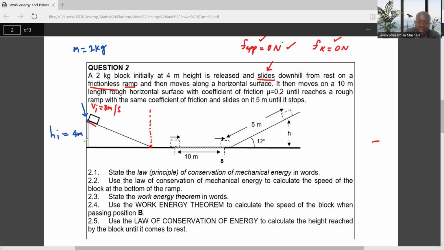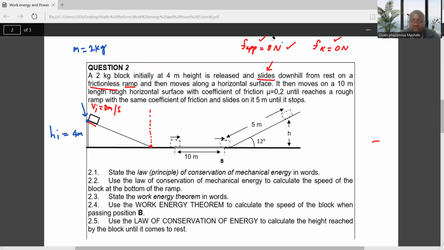I believe you have the answer. Since the force applied is 0 and the frictional force is 0, it means the work done by the non-conservative force is 0. And since the work done by the non-conservative force is 0 here, it means mechanical energy is conserved. It means it's the same from the top of the ramp to the bottom.